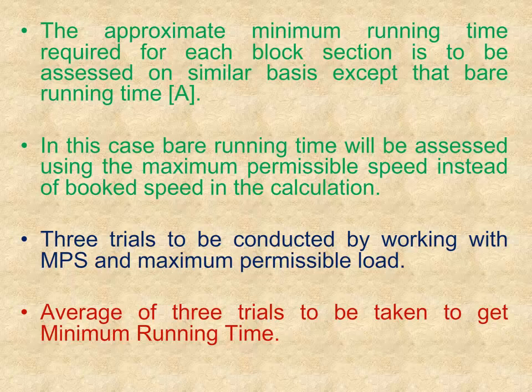The approximate minimum running time required for each block section is to be assessed on a similar basis, except that the bare running time will be assessed using the maximum permissible speed instead of the booked speed in the calculation. 3 trials are to be conducted by working with MPS and maximum permissible loads. The average of the 3 trials is to be taken to get the minimum running time.